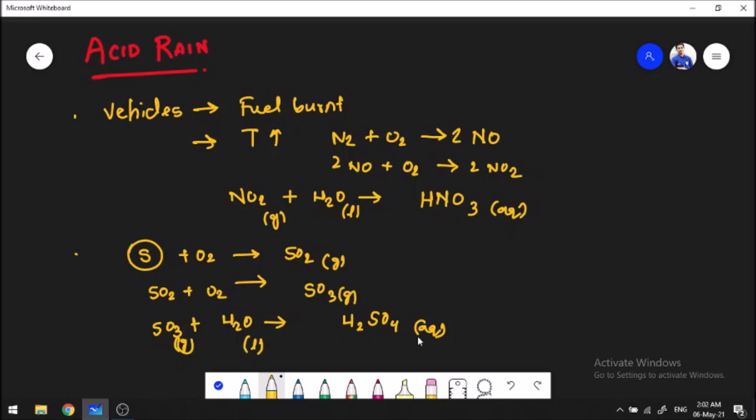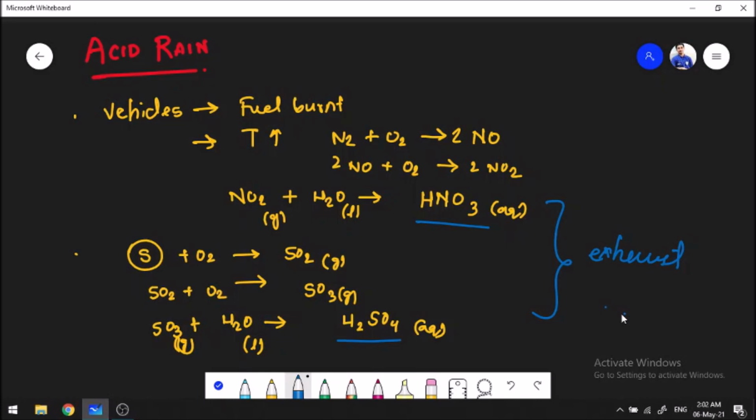is in aqueous form. So the problem is with this nitric acid and the sulfuric acid. All these reactions are happening inside the combustion chamber, and these things are released along with the exhaust. So when they reach the air from the exhaust, they mix with air, and when they vaporize, they mix with the clouds, and when the clouds rain, the rain contains this nitric acid and the sulfuric acid, and we get what is known as acid rain.